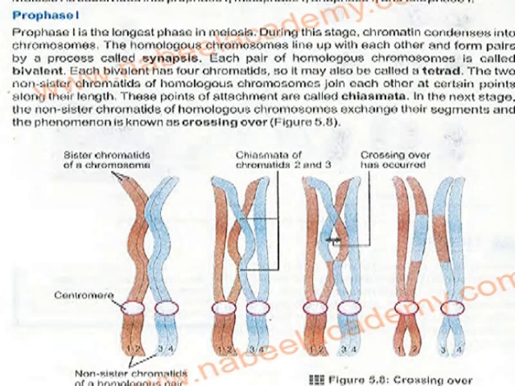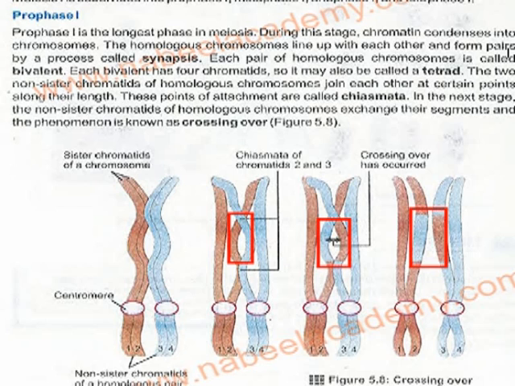The two non-sister chromatids of homologous chromosomes join each other at certain points, any certain point. They can join at any certain point. Where is the synapsis taking place? In this picture, the synapsis is taking place here. See, the genetic material is changed here, and now recombinant chromatids can be seen.